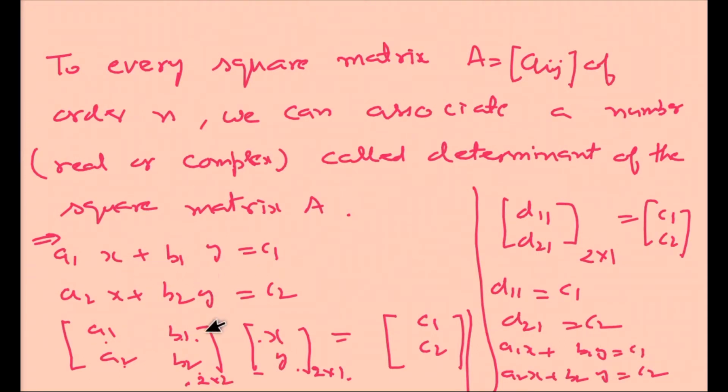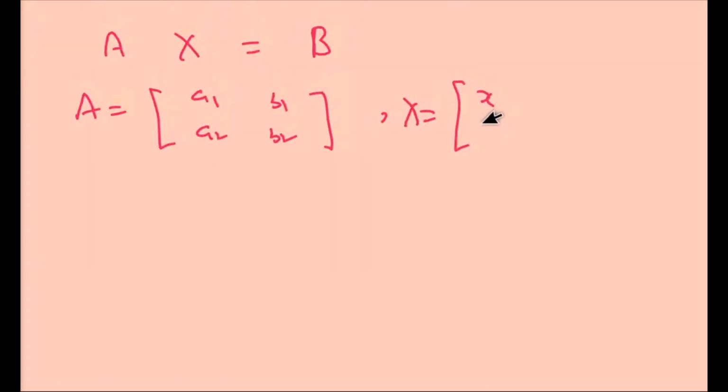So we can write these two equations this way, or in short we can write AX equal to, let it be B. So A equal to the matrix a1 a2 b1 b2 and X equal to the matrix written column-wise, x y, and B equal to c1 c2. Okay, so using the matrix product we are finding this AX equal to B. You already did it in matrix.